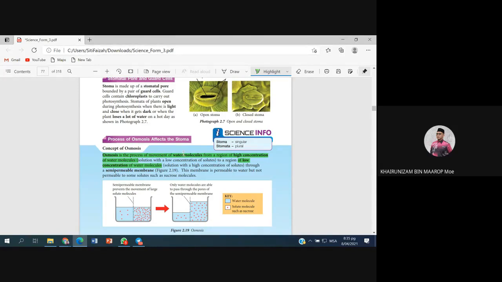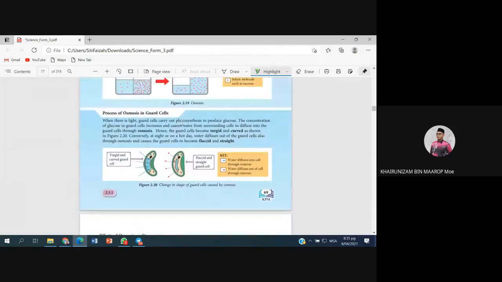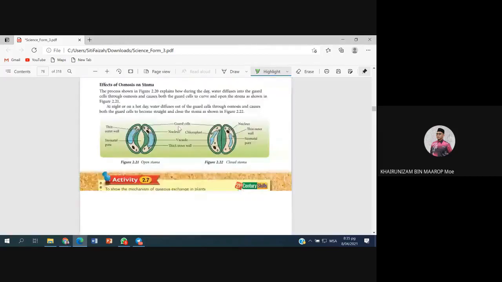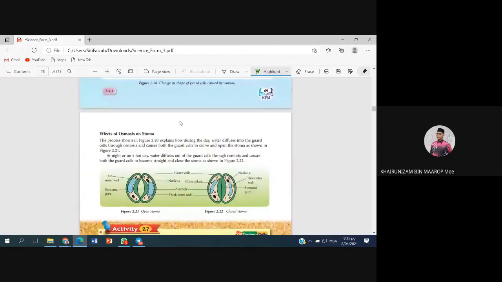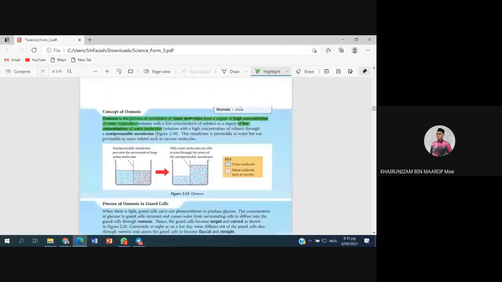Gut cell. During the night, so how the stoma close? So during the night, tak ada dalam buku teks kamu ni, ada kan? Cikgu rasa ada di sini. Oh, ada di bawah sini. Okay, never mind, cikgu terangkan.